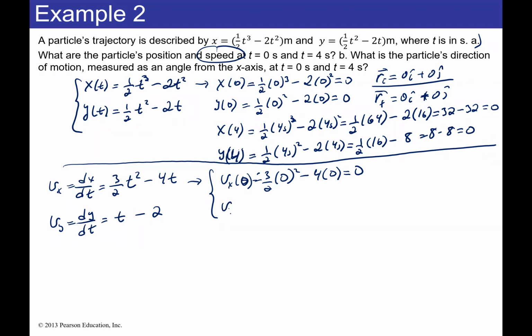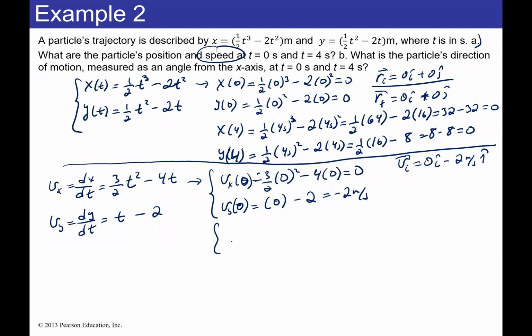All right, so how about the y component? Well, it's 0 minus 2. We actually get minus 2 meters per second. That means V initial as a vector had 0 i hat, but minus 2 meters per second j hat. That means our position was the origin at t equals 0, but we were not at rest. We were actually moving straight down at 2 meters per second. So that means there was a motion.